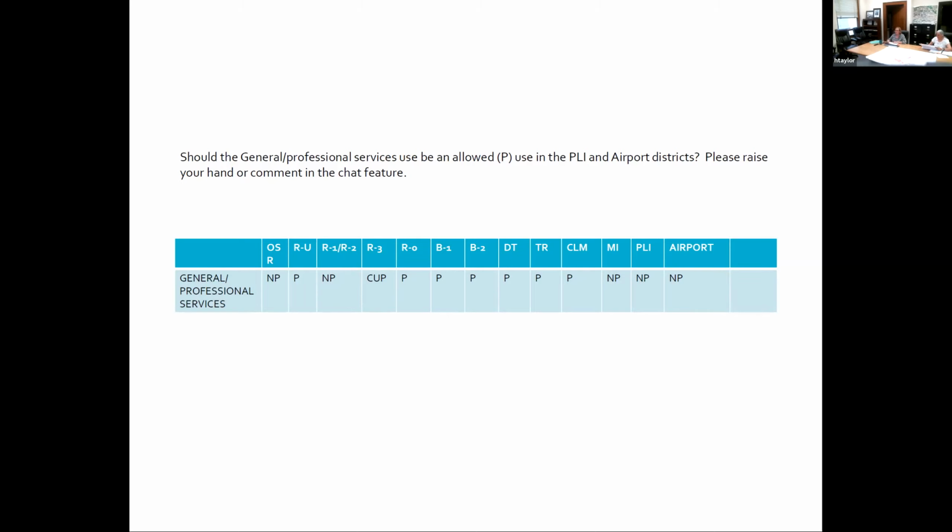I guess to follow up on this would be to ask in the chat feature if anyone has objection to general professional services being allowed, and we can take them separately. So first, do you have any objections to general professional services being allowed in the PLI? And if you do, we can have you make comment in the chat feature.